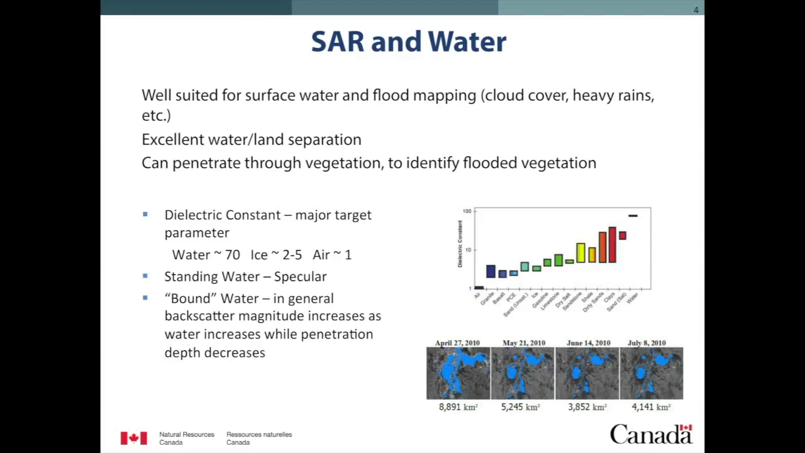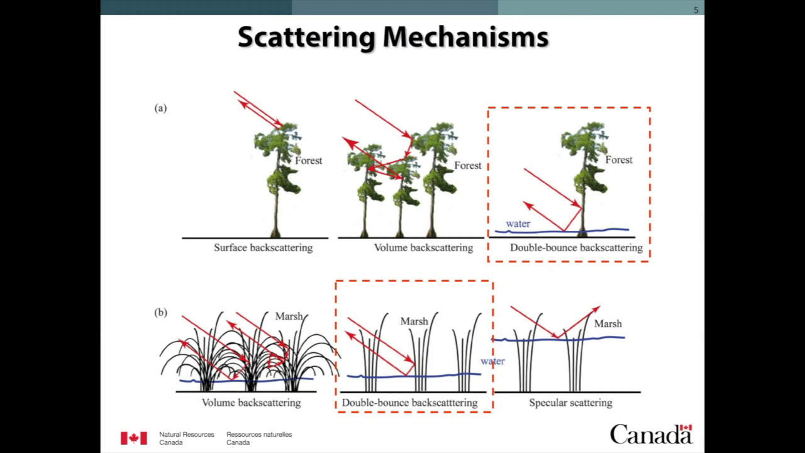It's also important to understand that in radar, surface water is specular, but bound water tends to increase the backscatter and make a brighter target. And so we use dark target thresholding for surface water, but bright target thresholding for flooded vegetation. And it's important to understand that difference when it comes to water resource applications.